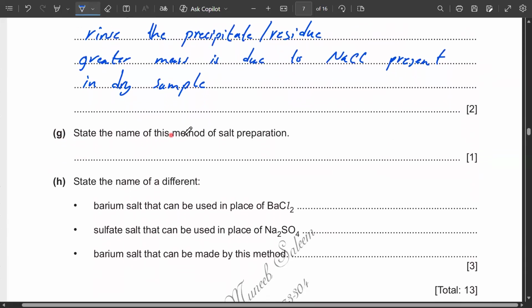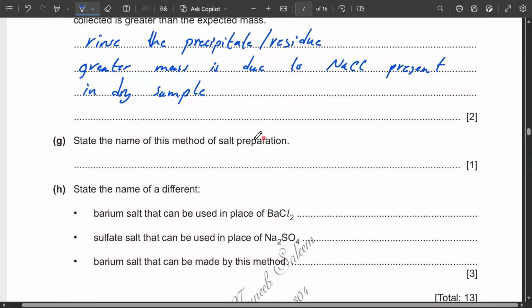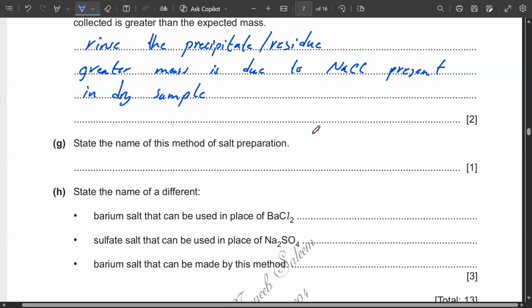G part, state the name of this method of salt preparation. If we remember, we had discussed three methods: the excess method, including the excess amount of the metal carbonate and excess amount of the base. Then the second method was filtration, in which there were soluble bases and salts. And the third one was precipitation, which is this one.